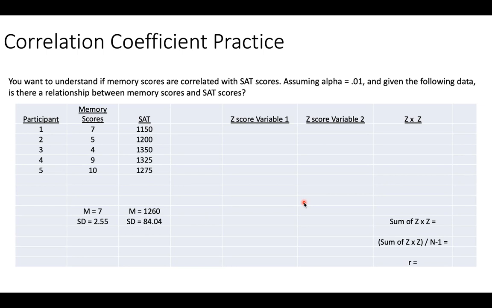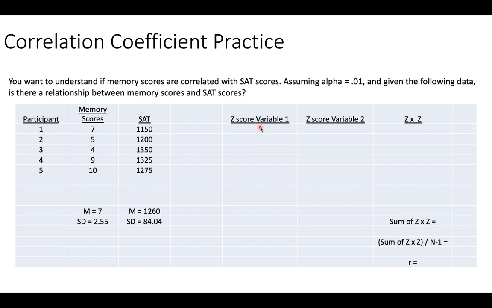Our research question here is about the correlation between memory and SAT score. We're going to assume an alpha of 0.01. I've given you 5 participants, each with a memory score and an SAT score. I've given you the mean and standard deviation for both memory scores and SAT scores.